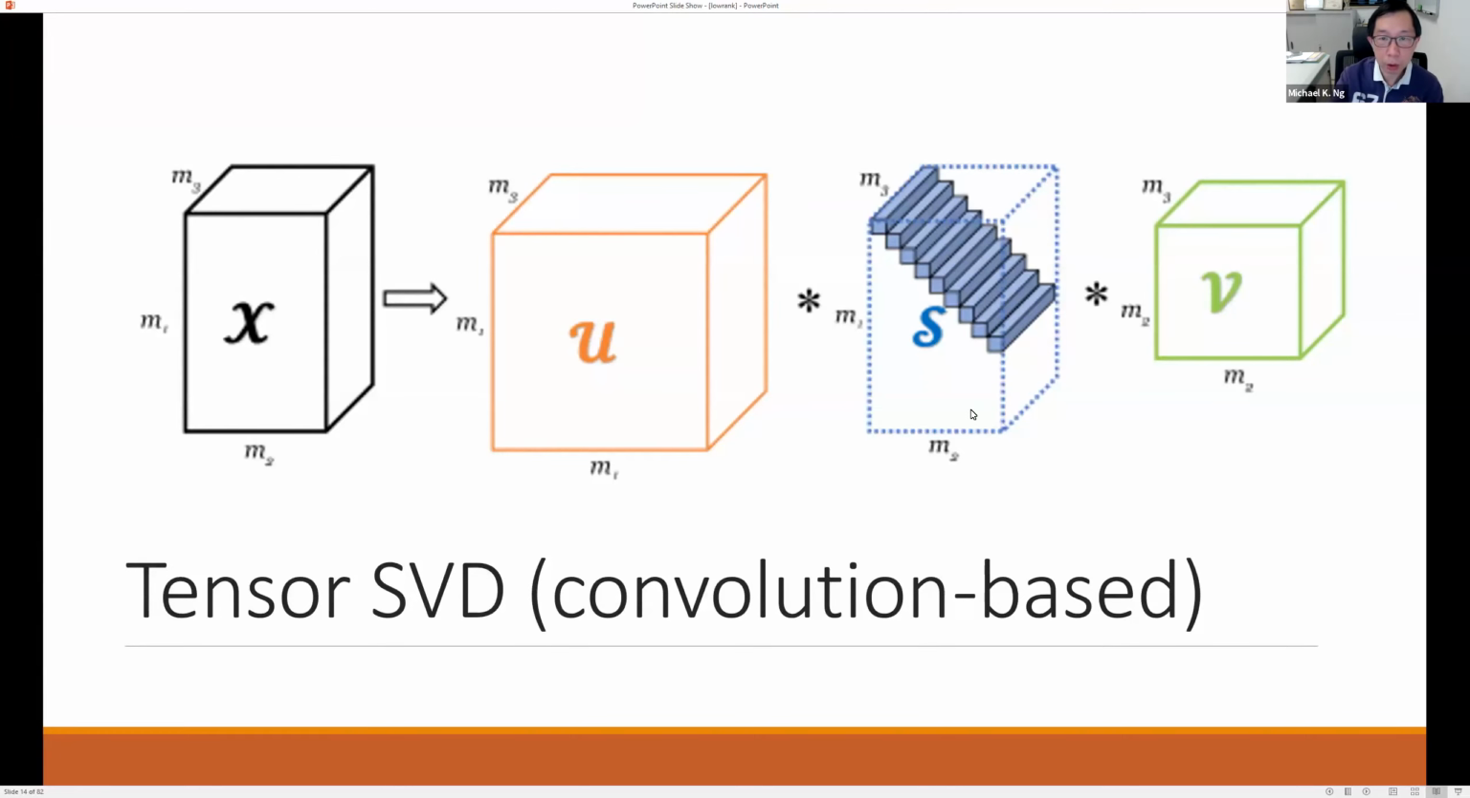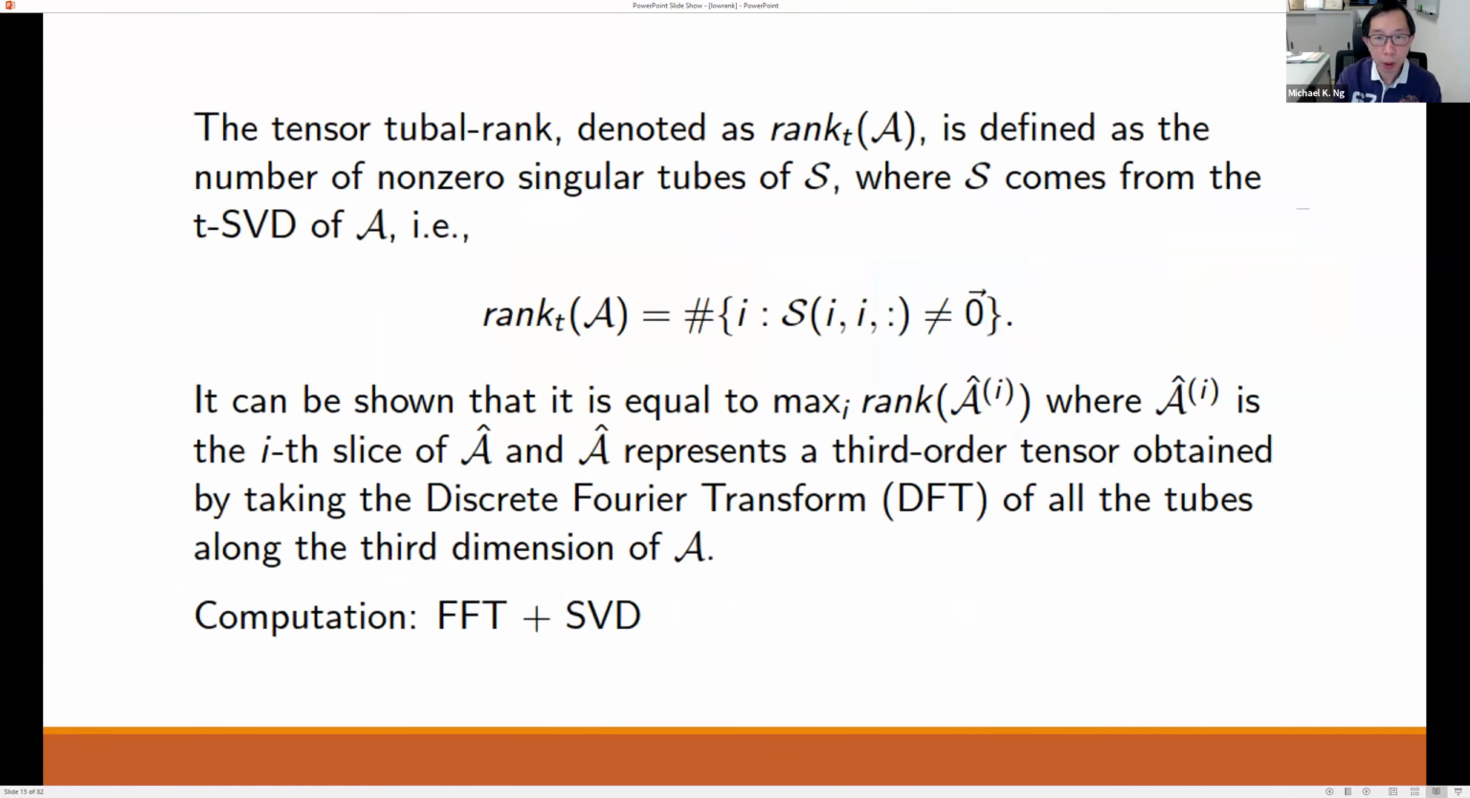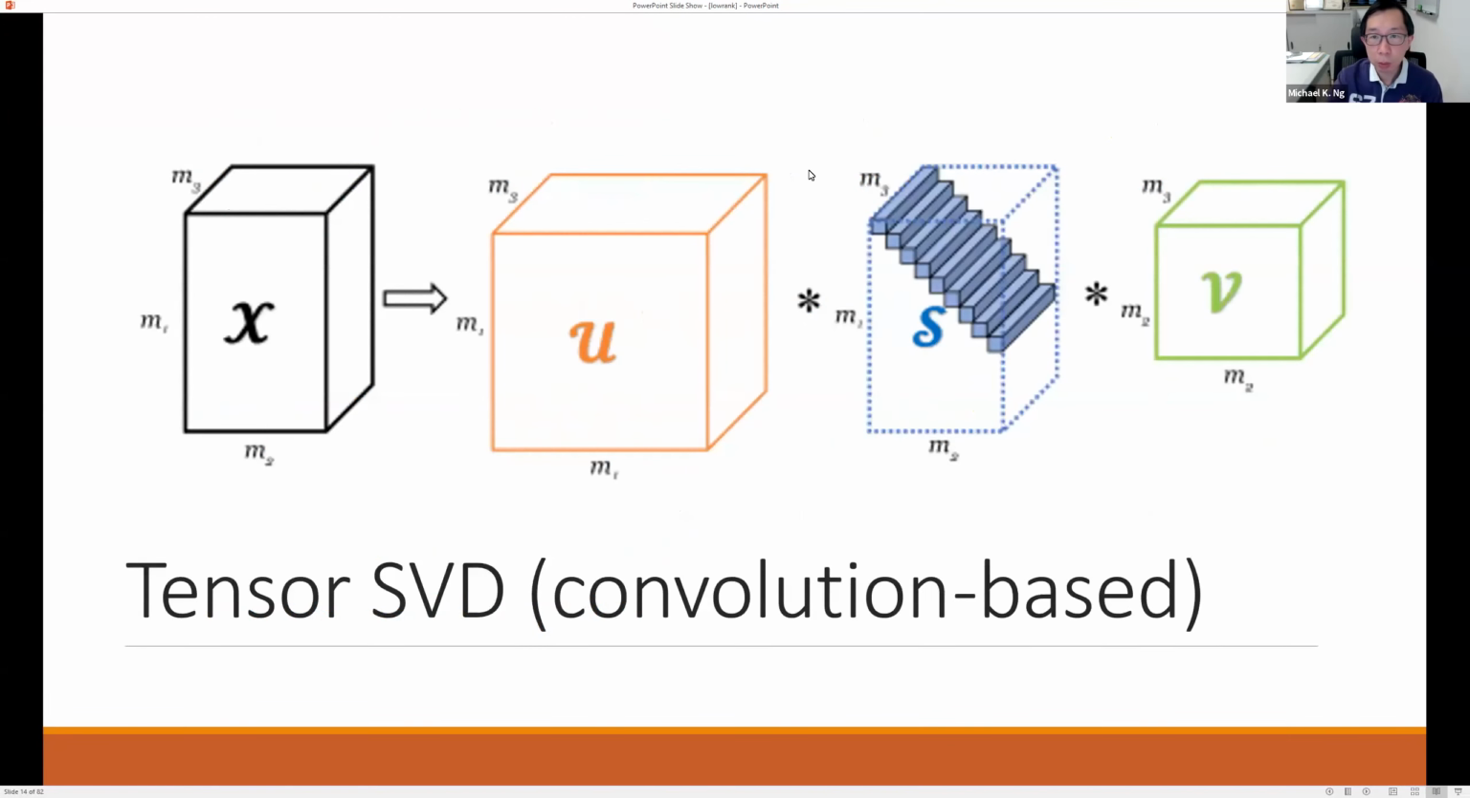So this is why this is so useful, in particular when you deal with image and signal type data, because the Fourier transform can help you rearrange and find out what the frequency components in the data are. And you can still define the rank of this TSVD, or the Tensor SVD, because you just count the number of non-zero tubes in this diagonal form.